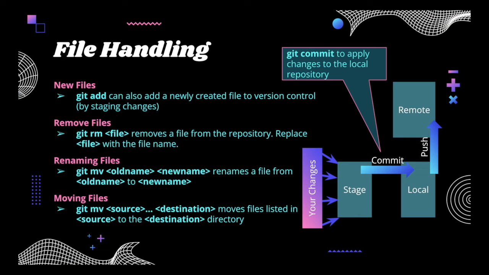If you add or remove files in your project, you'll need to let version control know about it. To add a new file, create a new file in Android Studio and use git add to add it to version control. To remove a file, use git rm file name to remove it from the repository. And to rename a file, use git mv old name new name. MV is short for move, and this allows you to change the name of a file without losing its history. To move a file from one directory to another, use git mv just like renaming, but instead of using names, you use a directory.